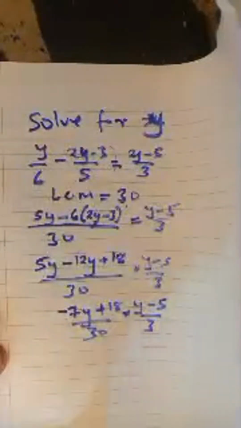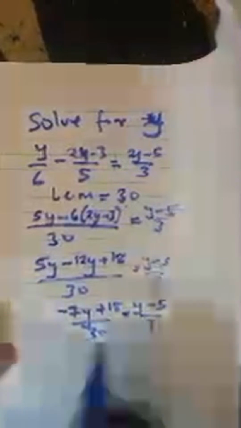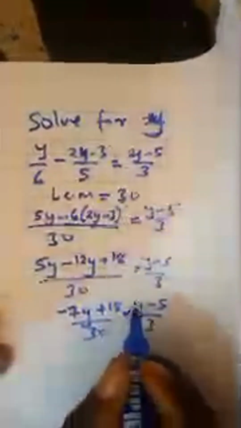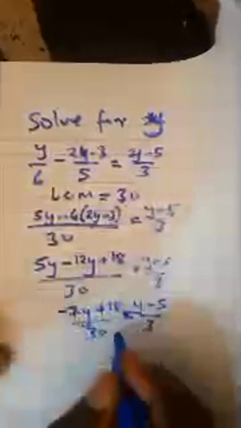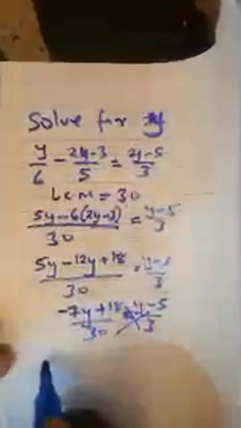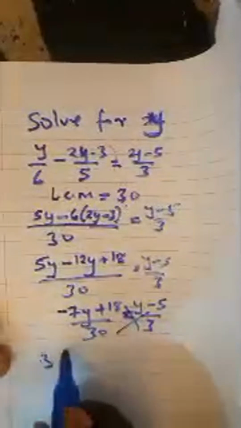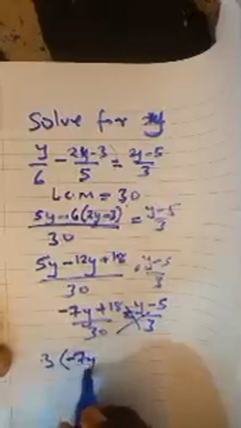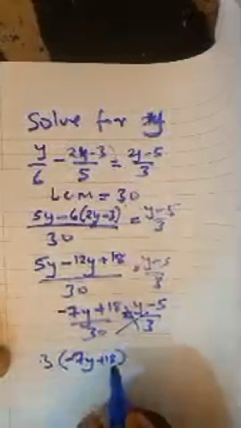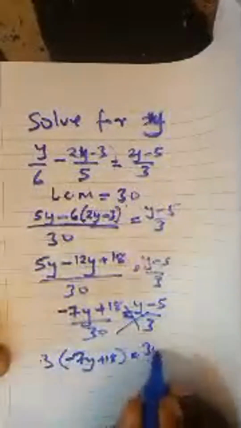So up to this point, you can decide to either cross multiply this equation like this, and I'll have 3 in bracket negative 7y plus 18 should be equals to 30.